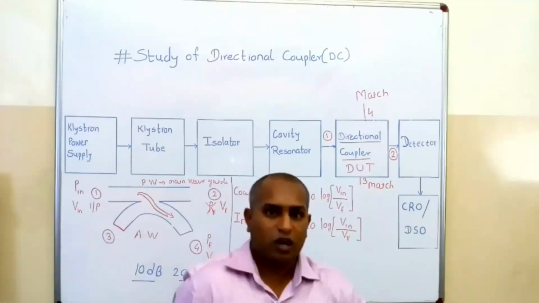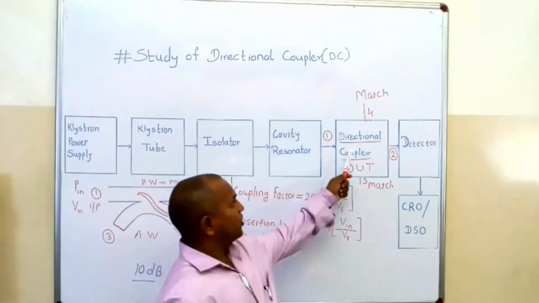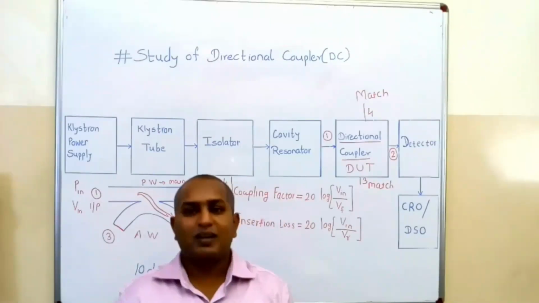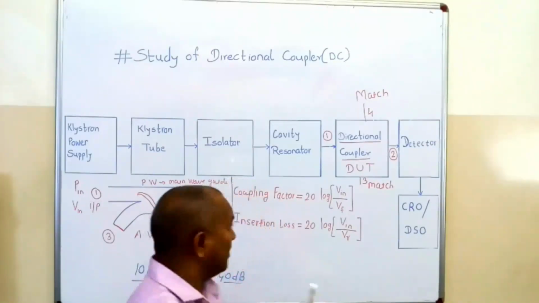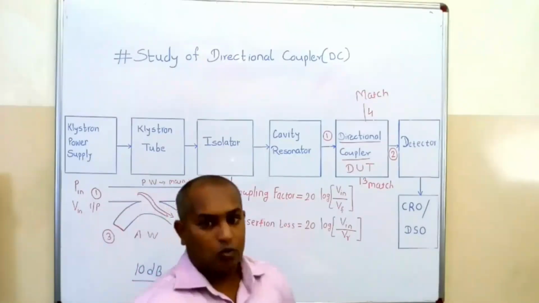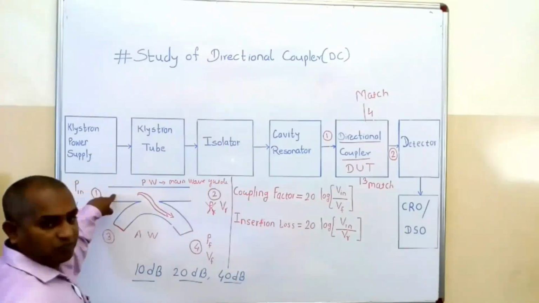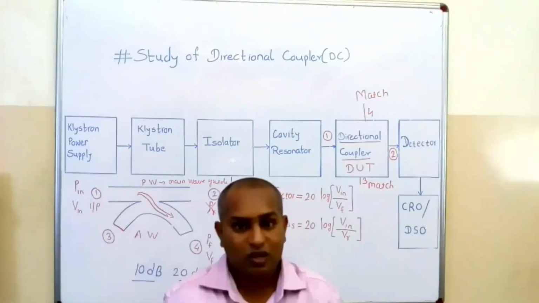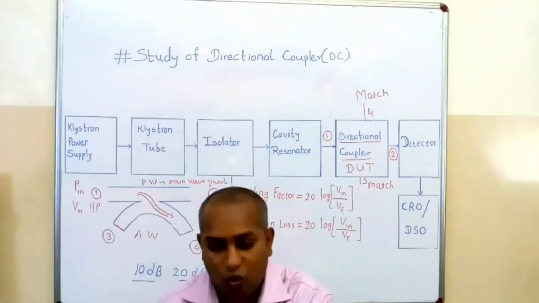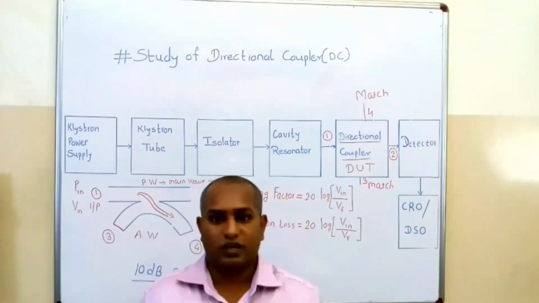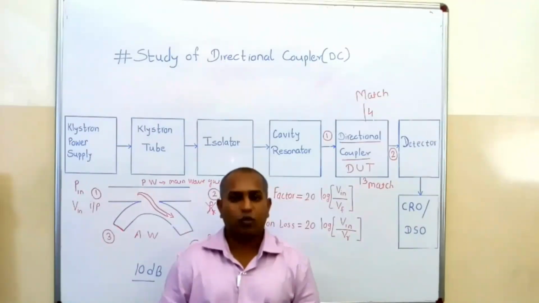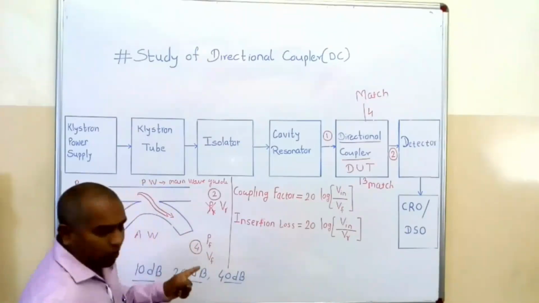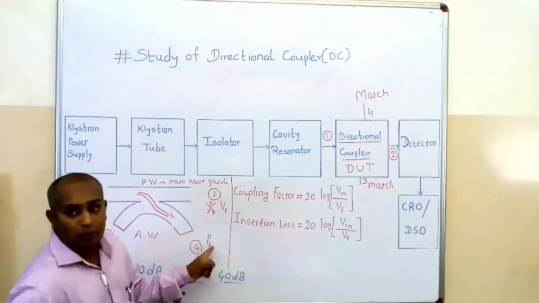My third parameter related to the directional coupler is the directivity. So in the directivity measurement, what we will do? We will apply the input to port 1. We will measure the output across port number 4 and port number 3. Here we know the voltage or power across port number 4 is the coupled power.